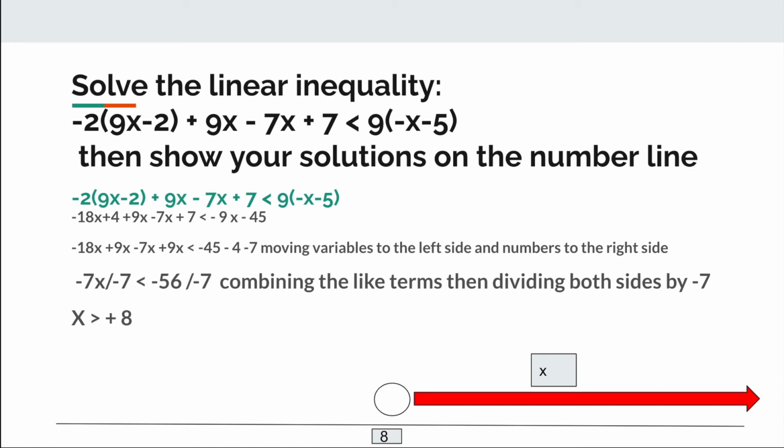What about negative 9x on the right? I moved it to the left side, then it became positive 9x. Then I dropped negative 45 down. I didn't change anything in it, so it stays on the right side.